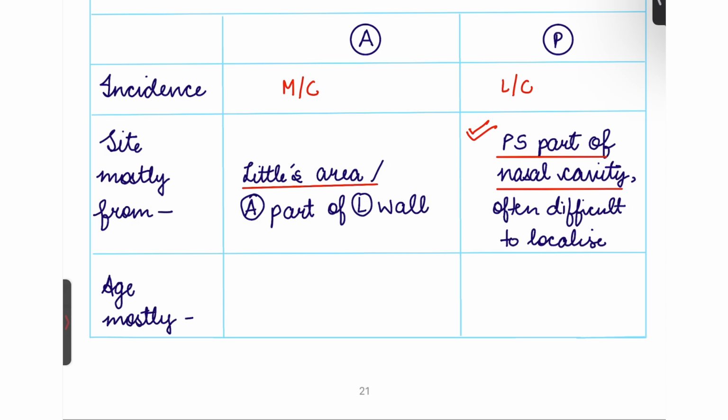Looking at the age, anterior bleeds are mostly seen in children and young adults, whereas posterior bleeds are seen in people with more than 40 years of age.